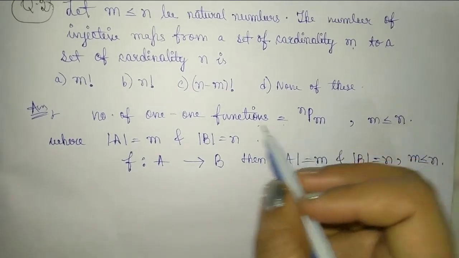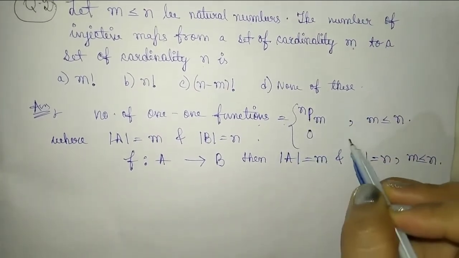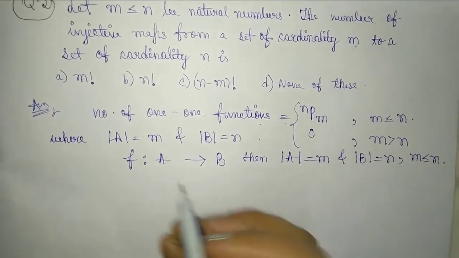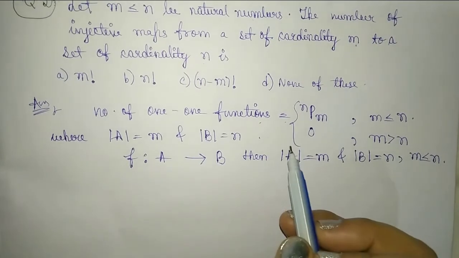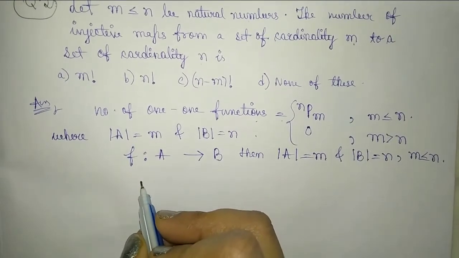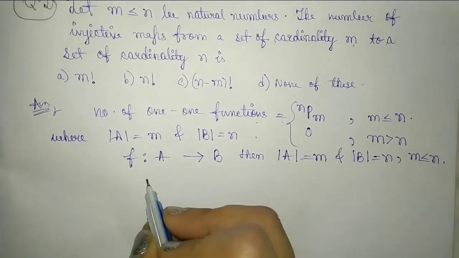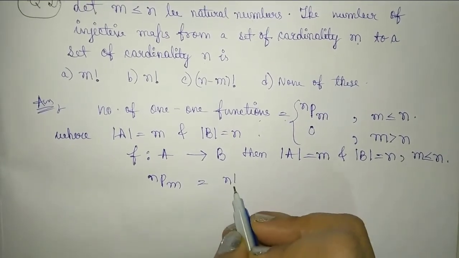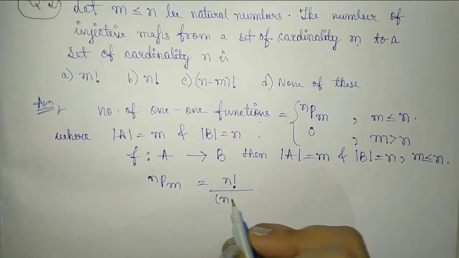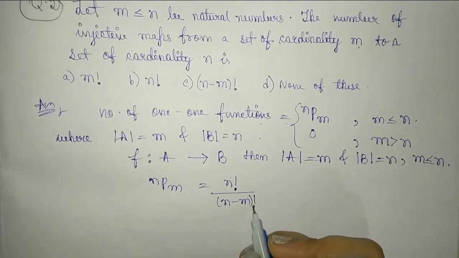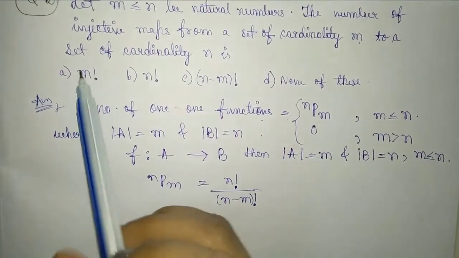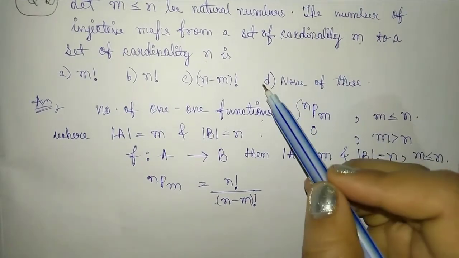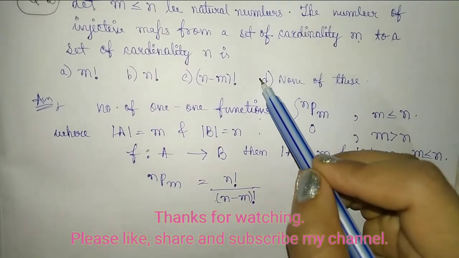Fine, because this would be 0 if m is greater than n. Okay, so here we can apply the formula, and according to which the number of 1-1 functions is nPm, which is equal to n factorial by (n minus m) factorial. But here we can't find this answer, so the correct answer over here is none of these.